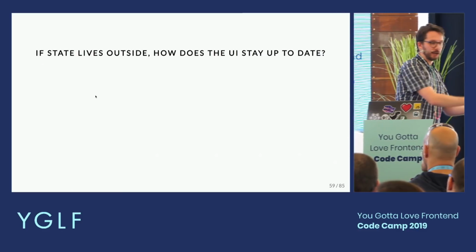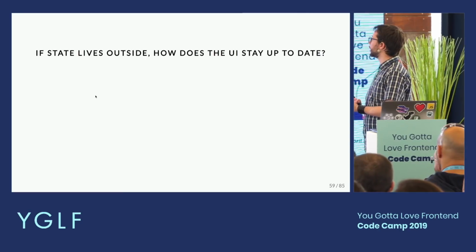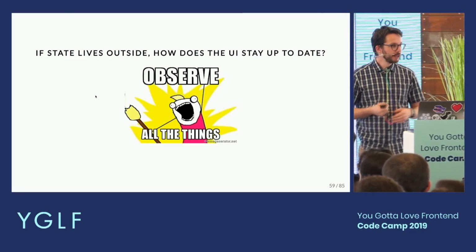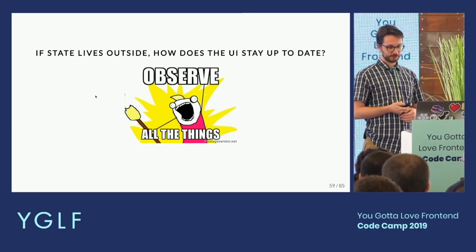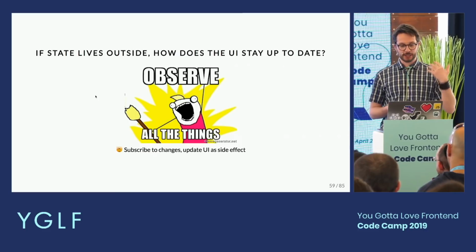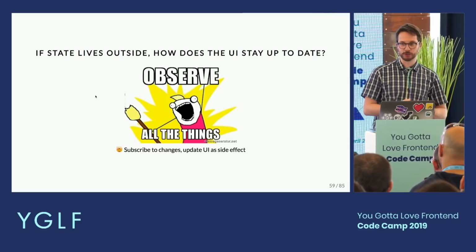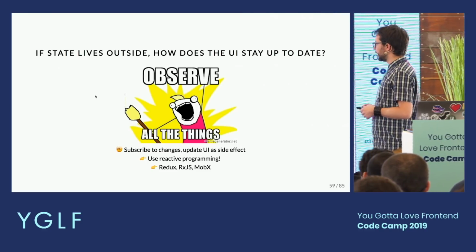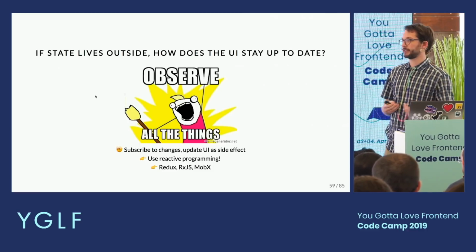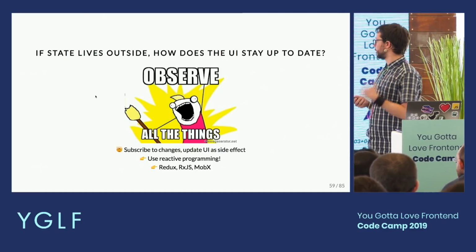Now, if you go the path of state living outside the components, so the shared state I'm talking about, how does the UI stay up to date? It doesn't know about it. The answer is, observe all the things. We started actually with the answer. So we can subscribe to changes and update the UI as a side effect, because UI is in the end a side effect. And for that, we have reactive programming. Reactive programming allows us to control side effects in a very well-controlled manner. So you could use Redux, ArcGIS, or in this case, MobX for it.